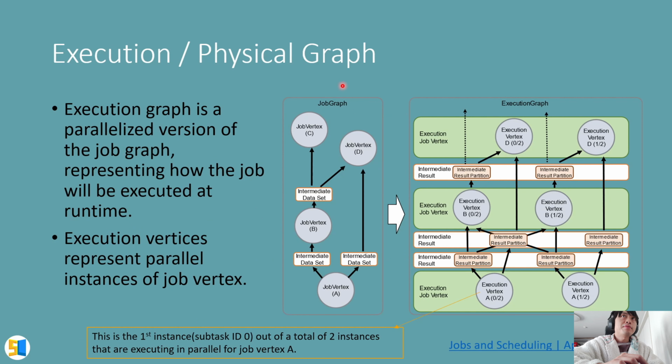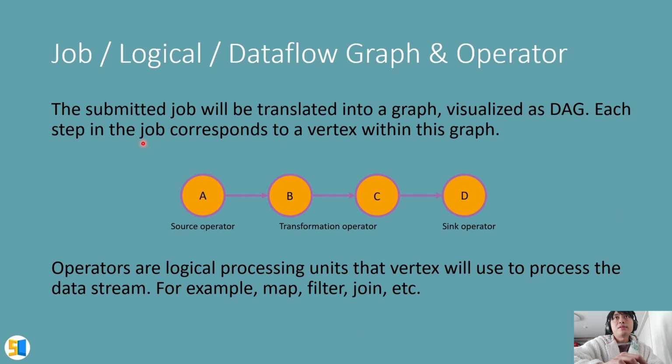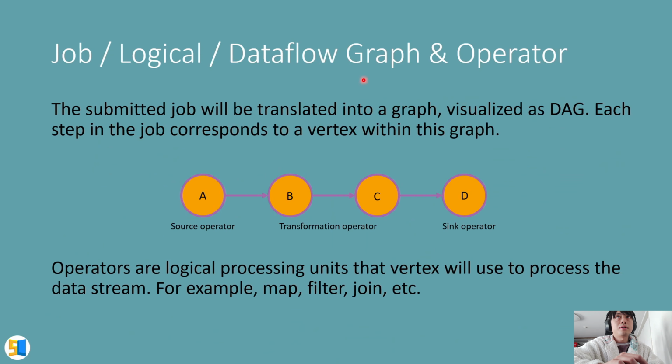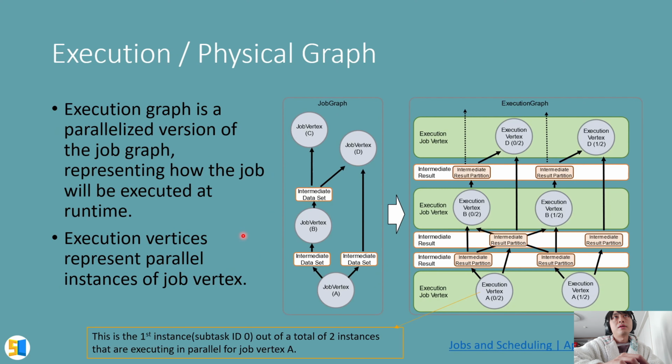Execution or physical graph is basically, from this job graph, it will be transformed into a graph where we visualize how Flink will actually execute the job in the runtime. Okay, so the job graph visualizes the job as an overview, but the execution physical graph will visualize how the job will be executed in the runtime.